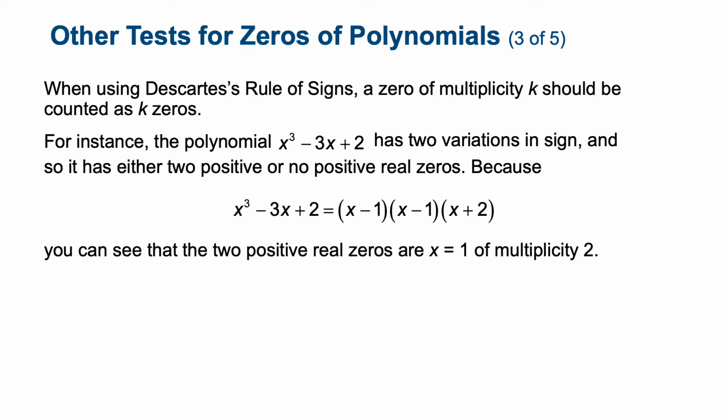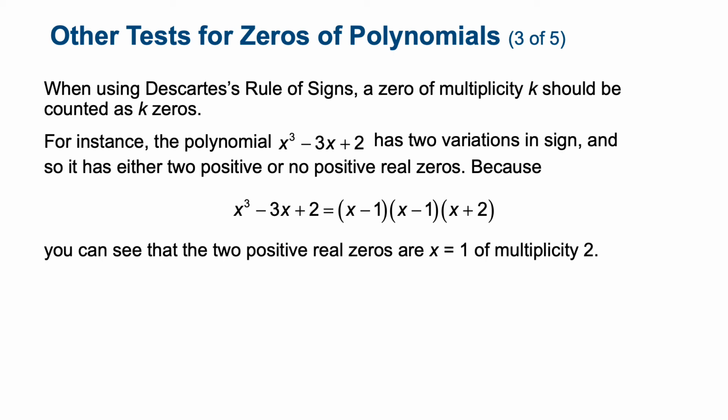When using this rule of signs, a zero of multiplicity k should be counted as that many zeros. So let's say, for instance, here we have the polynomial x cubed minus 3x plus 2, right? So it changes sign.